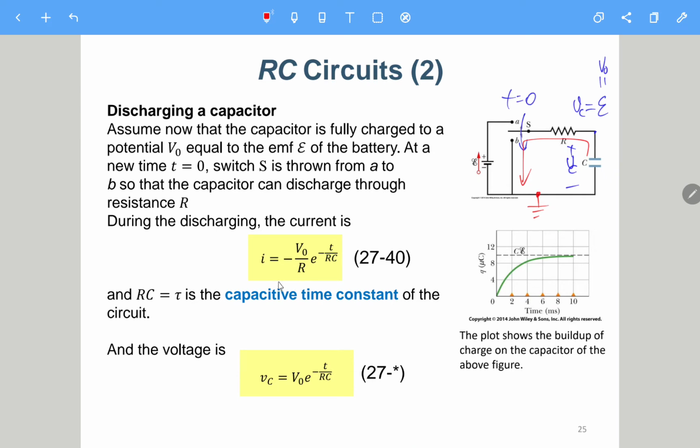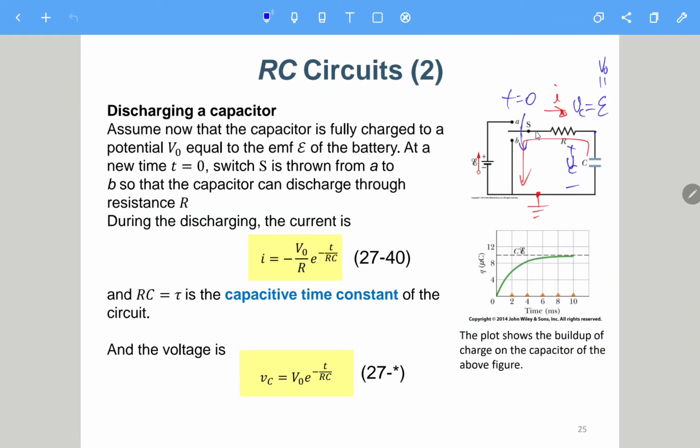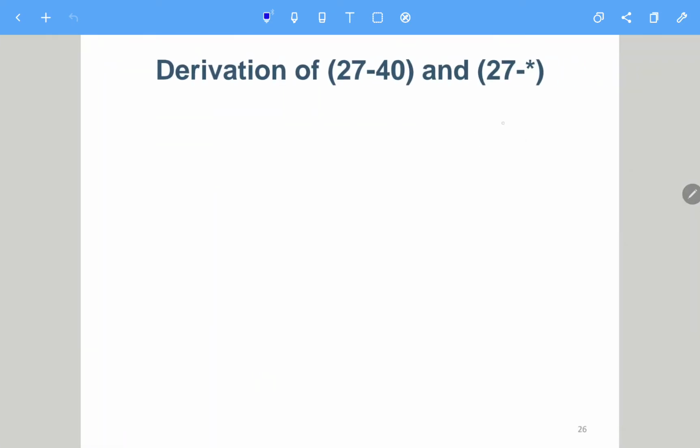Okay, so during the discharge, the current will be like this, and the voltage is like this. I think it's still assumed that the current is in this direction, so that it is a negative value, and then we try to see how we can derive it. Because the switch is already short to the node B, the circuit will look like this only. We don't have the battery anymore, because when t is larger than zero, the battery is open. So it will simply look like this.